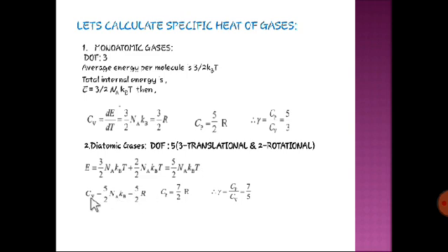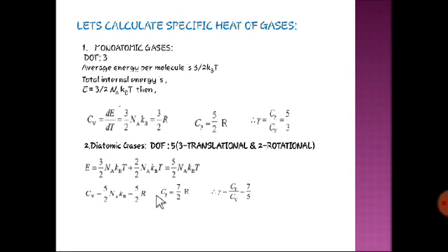Alright. So what is Cv? By dividing the energy by dT, we are getting Cv as 5 by 2 Na kb. T will get cancelled because it is divided by dT. Look over here. Yes, so you are getting Cv as 5 by 2 Na kb. Now what is Na kb? R. So you are getting Cv as 5 by 2 R.